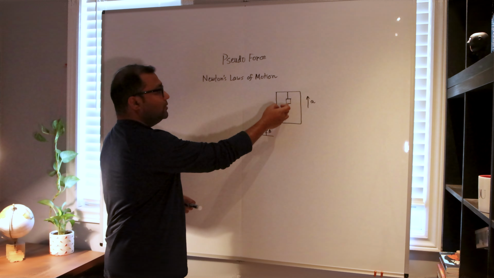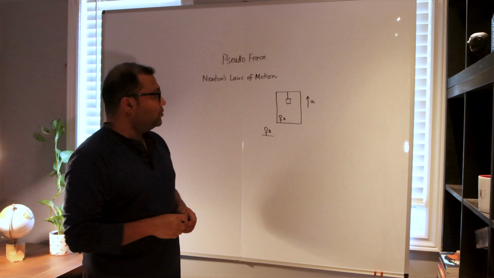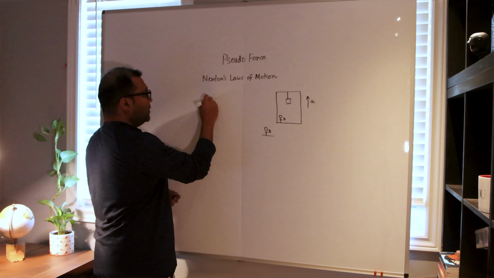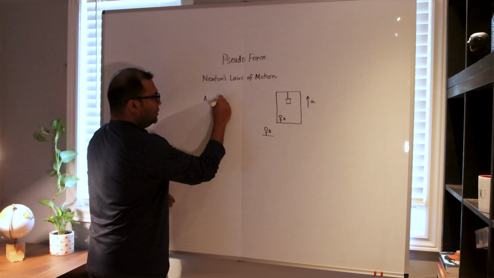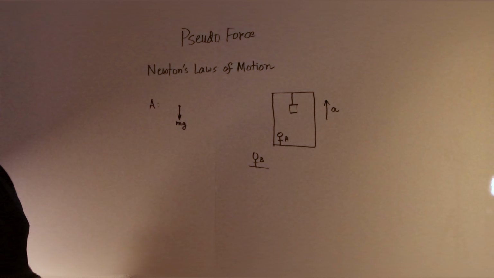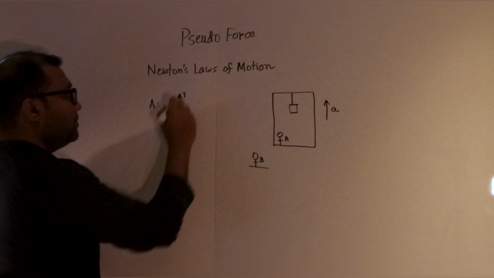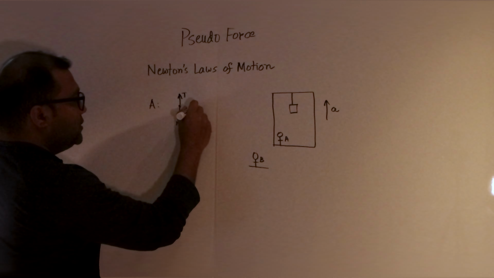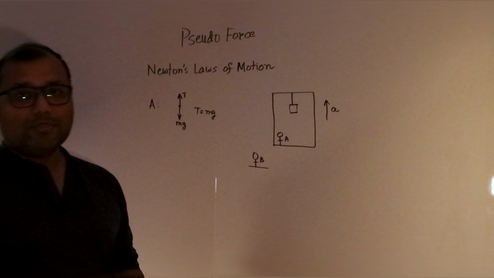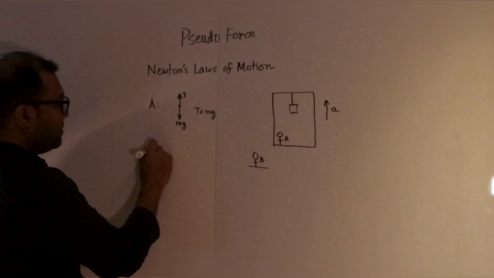Now this observer A, who is inside the elevator, is a learned man. He looks at what's going on with the mass, and he writes down his Newton's laws of motion. Person A writes down this. He sees the mass is attracted by gravity, mg, and then there is tension in the rope. And he calculates tension as T equals mg, because for him this body is at rest, it is not moving anywhere.